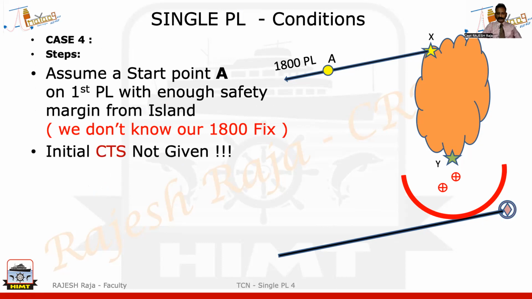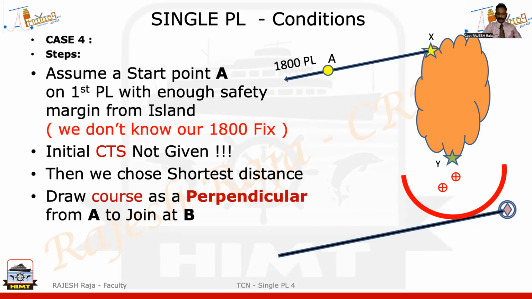Please remember, initial CTS was not given. So if you recap what we did in case number 2, when I have 2 parallel lines and I'm not given CTS, I will try to choose the shortest path. And for me, the shortest path is a line perpendicular to both these parallel lines. So from A, I'm going to draw a perpendicular line and join, and I'm getting Bravo.